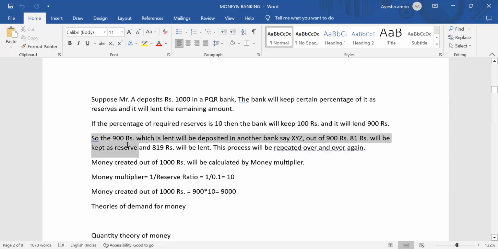So the 900 rupees which is lent and deposited in another bank, XYZ, out of 900 rupees is 81 rupees. And that extra rupees they get, 81, 819 rupees.